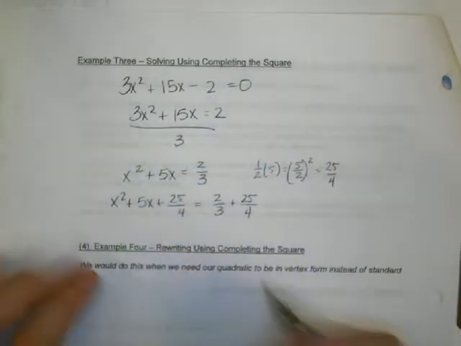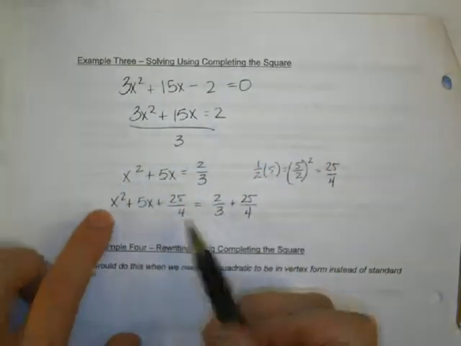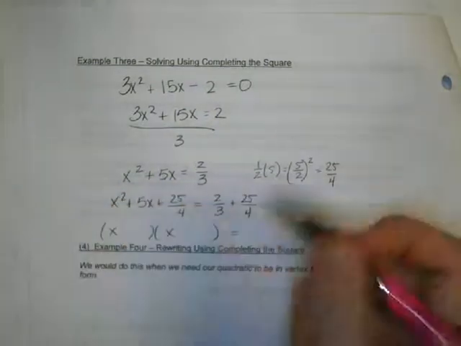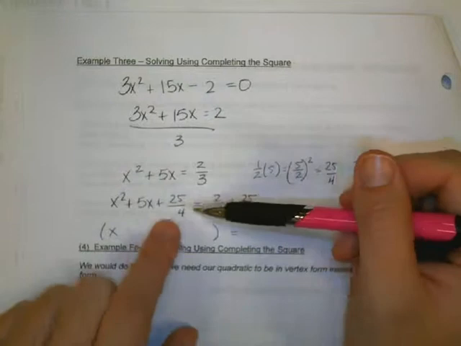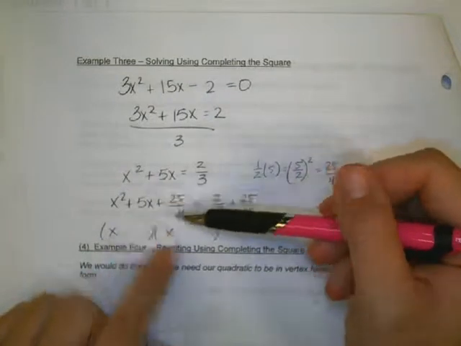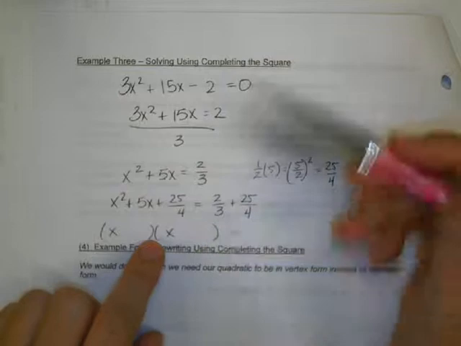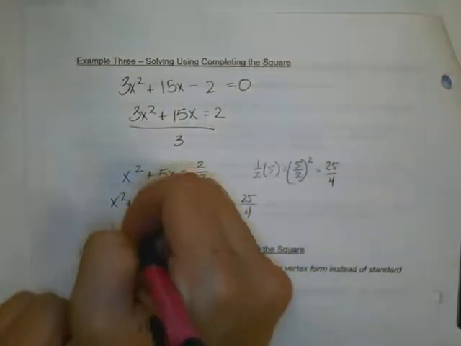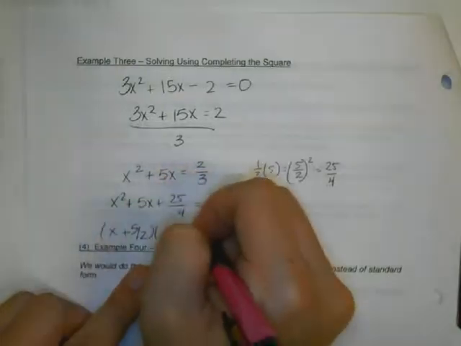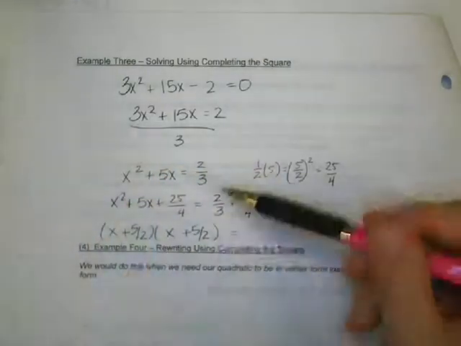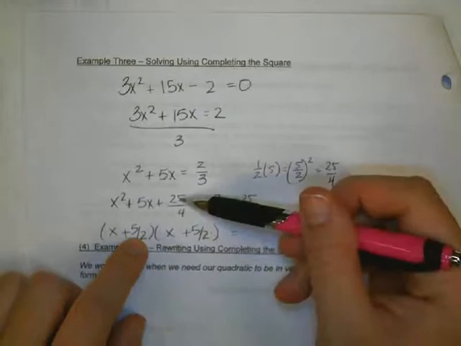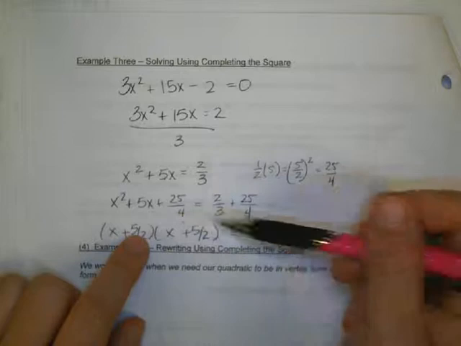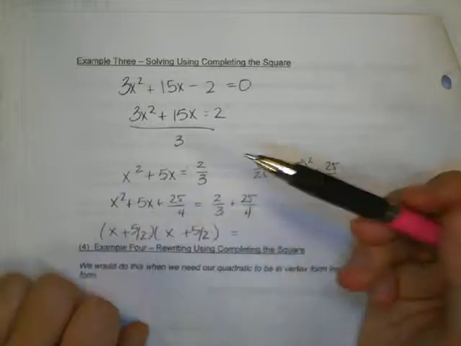Okay. On the left-hand side, this sets me up to factor. Now, I need two numbers that multiply to get 25 over 4 and add to get 5. Now, it's hard to think through that, but remember the little trick is whatever half of b was, that's what goes in the parentheses. So I'm going to throw 5 halves in there, and then it makes sense. 5 halves times 5 halves gives me 25 over 4. 5 halves plus 5 halves gives me 10 halves, or 5. So it does work out that way.